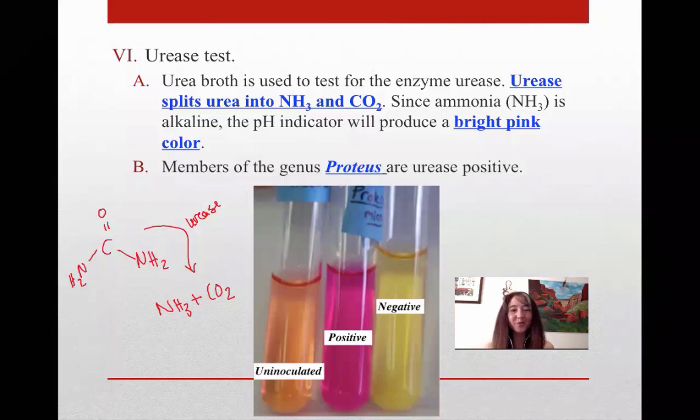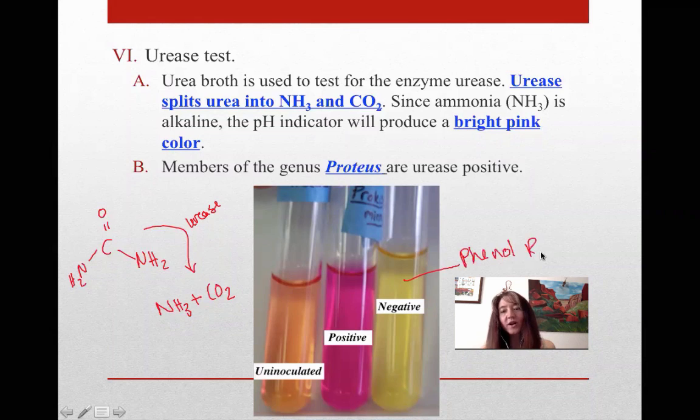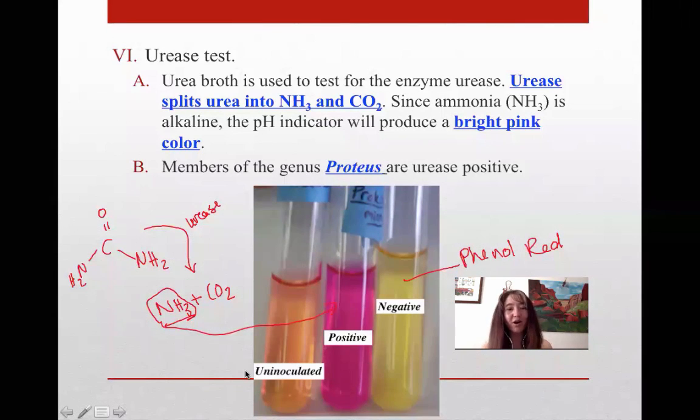So this is cool because guess what? It turns out that once again, the pH indicator in this tube is, yes, you guessed it, phenol red. And of course, when ammonia is formed as a byproduct, this is basic, so it turns the organism bright Barbie pink. What a wonderful place to end the day.